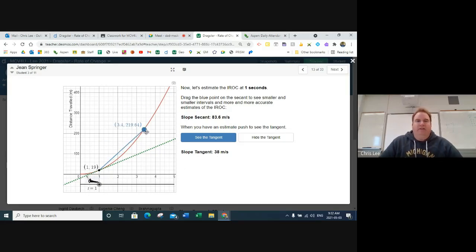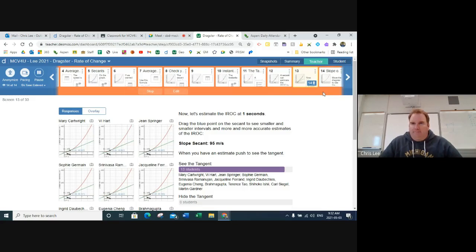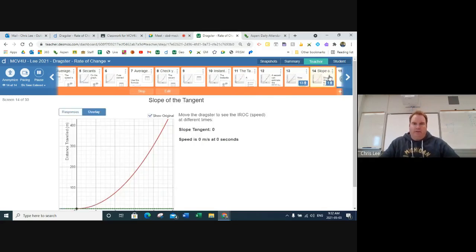So this is the math we're going to do for the next couple of days: estimate smaller and smaller secants until we can get a pretty good estimate of what the tangent is, and then we'll ask Desmos, how was our guess? Was it close? And that's where we're moving towards. So then I've opened up your Desmos activity to the next one.